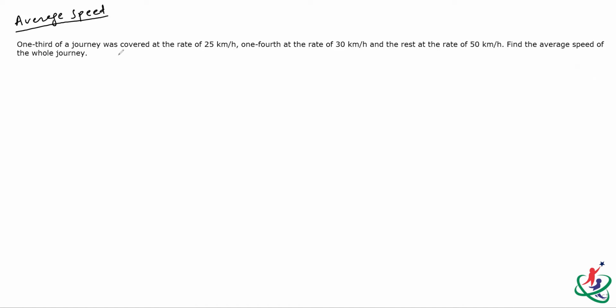You never know which journey it is talking about, how much total distance and all. But just given that 1/3 of the journey is at 25 kilometers per hour, 1/4 at 30, and the rest, that is 1 minus (1/3 plus 1/4), at 50 kilometers per hour. Find the average speed of the whole journey. This question is very simple. Those who know the formula can just do it. There are two ways to do it.